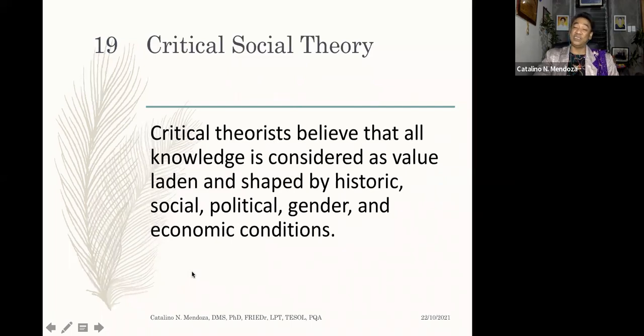So critical theorists believe that all knowledge is considered value-laden and shaped by historic, social, political, gender, and economic conditions. Look at the factors that are definitely the areas which researchers should focus on. How the historic account changes the lives of the people, the lifestyle of the people, the behavior of the people, and also, of course, forgetting the culture where they came from.